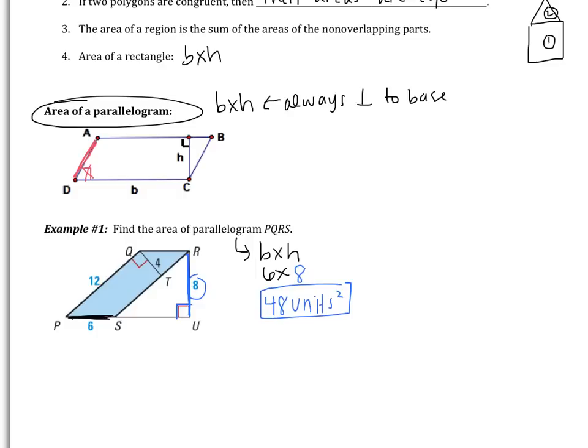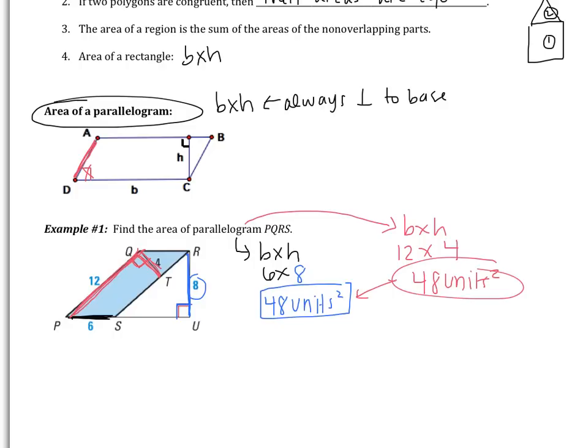It's one way to do the problem. There's another way to do the same problem. If you look at your parallelogram sideways, this could also be considered the base. So 12 could also be considered the base. In that case, the height is going to be 4, because it's perpendicular to the base, so I get 12 multiplied by 4, which is 48 units squared again. So either way, no matter which way you look at the parallelogram, your area is going to be 48.